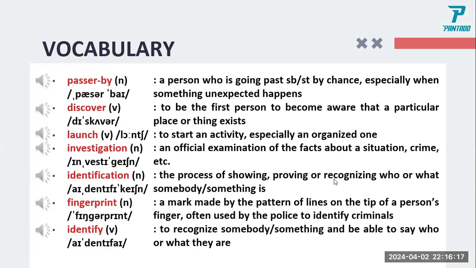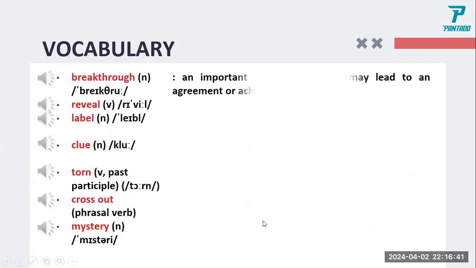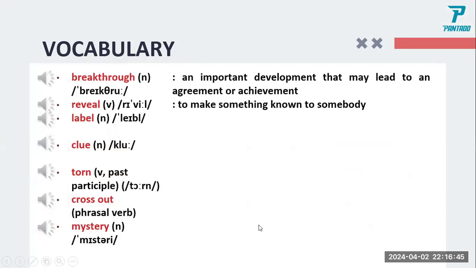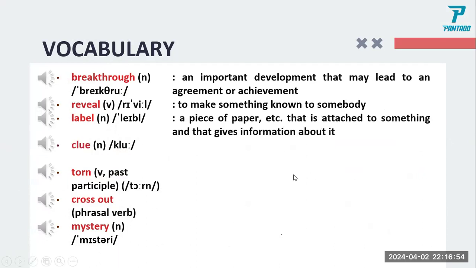Identification, the process of showing, proving, or recognizing who or what somebody or something is. Next, fingerprint, a mark made by a pattern of lines on the tip of a person's finger, often used by police to identify criminals. Next, identify, to recognize somebody or something and be able to say who or what they are. The breakthrough, it's an important development that may lead to an agreement or achievement. Reveal, to make something known to somebody. Okay. Label, it's a piece of paper that is attached to something and that gives information about it.